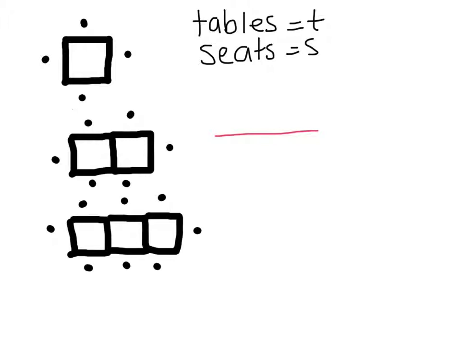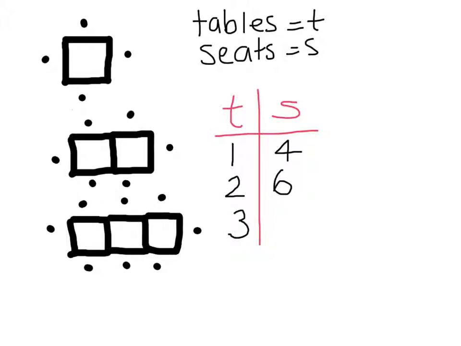So first of all, I'm going to draw up my table, and I'm going to say the number of tables in relation to the number of seats. I start off with 1 table, I've got 4 seats. I've got 2 tables, I've got 6 seats. 3 tables, 8 seats. 4 tables, I wonder what it could be.